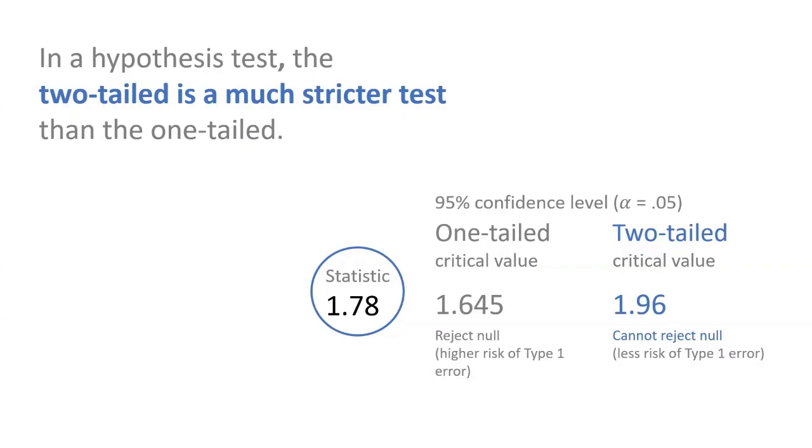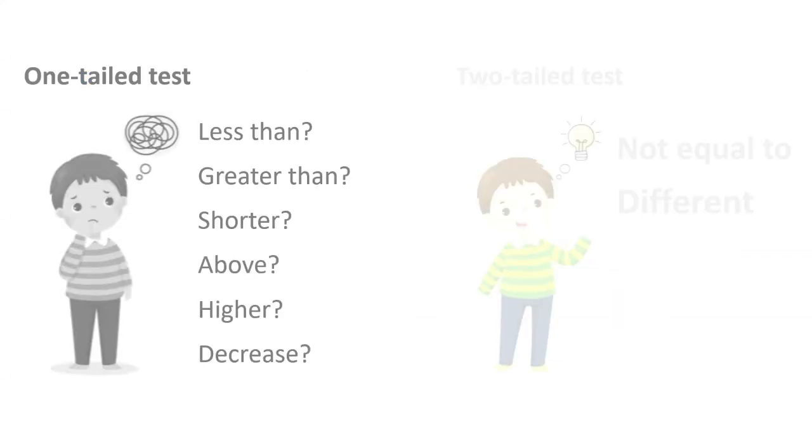A higher critical value means we do not easily reject the null hypothesis, thus reducing the risk of a false positive. Although it does increase the chance of the type 2, but we'll handle this at a different topic. In addition, a one-tailed test considers the direction of the statistic. We have to be careful of the words less than, greater than, and their variants, such as shorter, above, higher, decrease, and the like. We need to use the proper symbols for a one-tailed test.